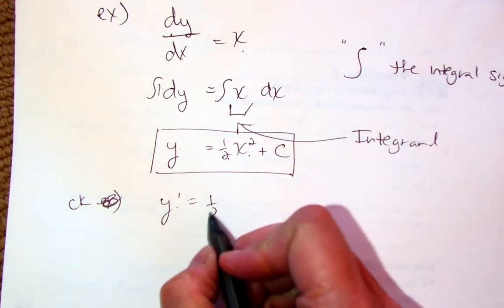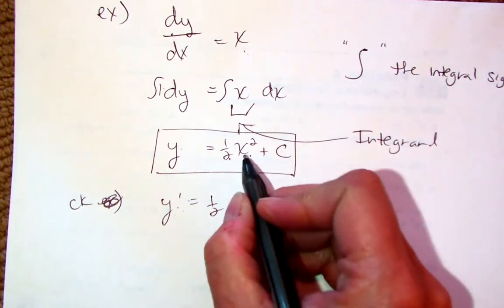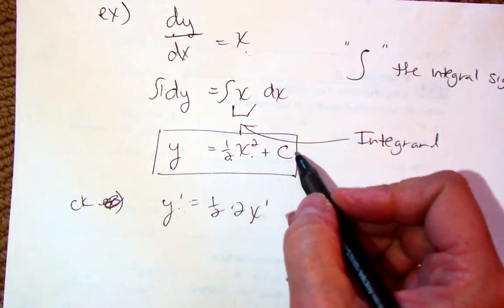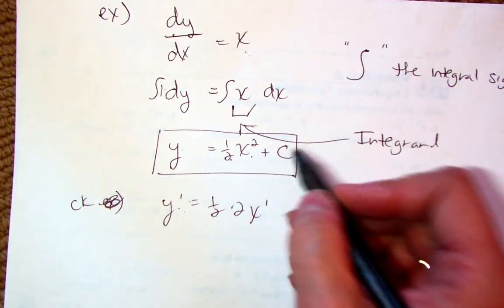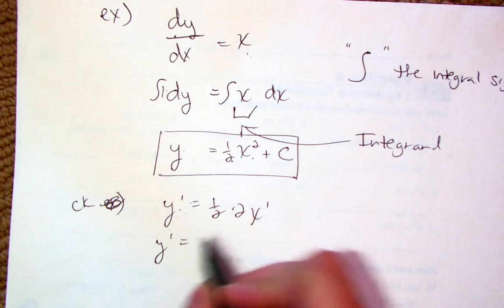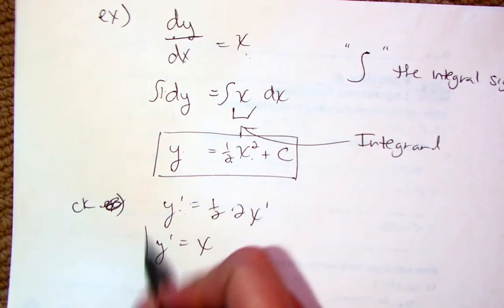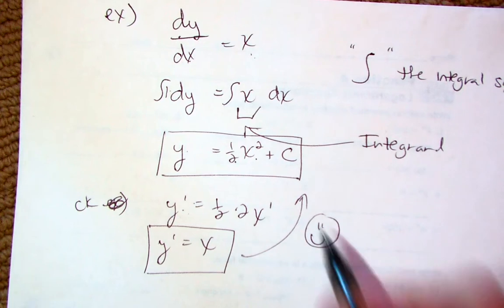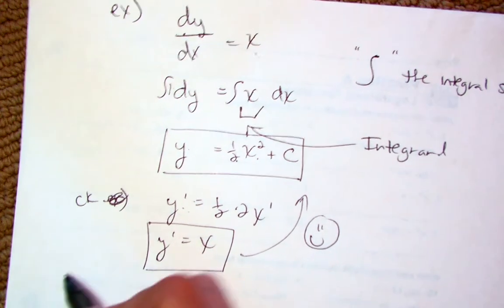So let's see, write down my 1/2, bring down my 2. I'm going to go ahead and decrease that power, and then that's just some constant number like 3. So I take the derivative, that's just 0. Y prime, that's x. It is confirmed that this is correct. Now we can try another problem.